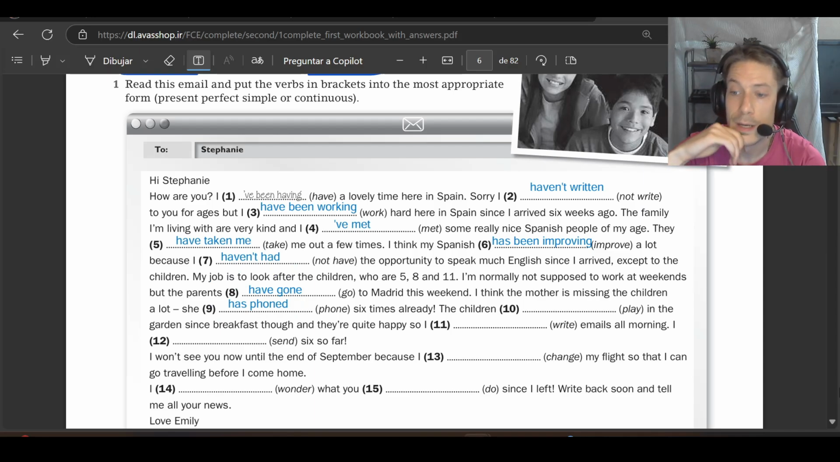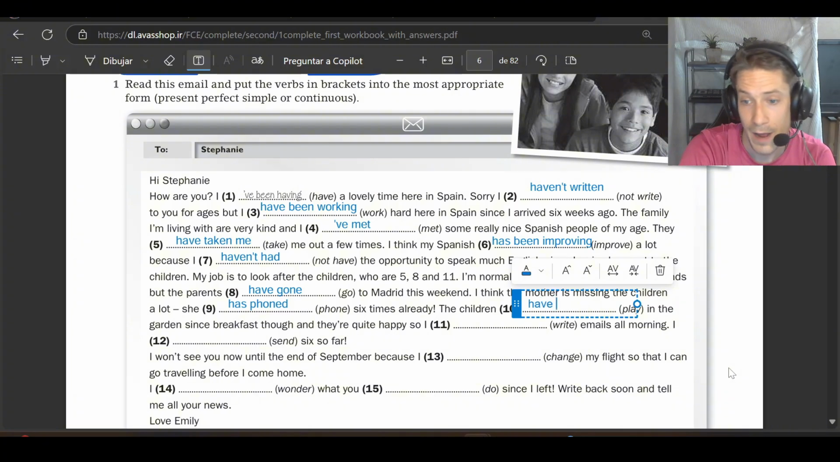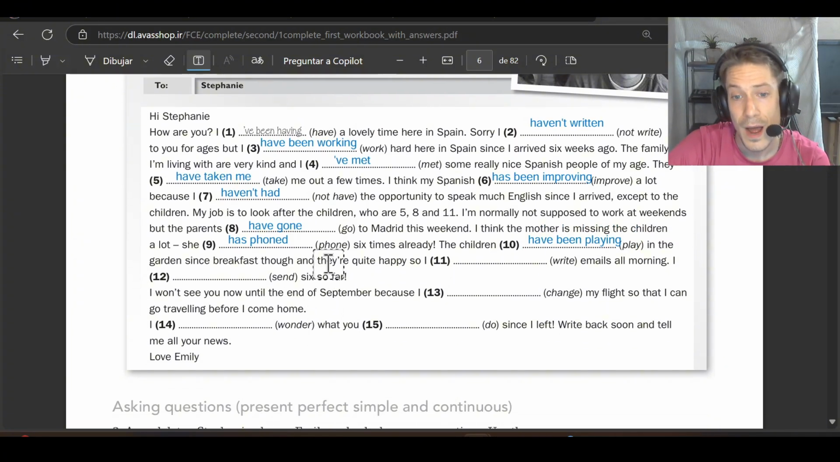The children have been playing in the garden since breakfast, though, and they're quite happy. Okay, so this is today. We're talking about this day today. Maybe this is noon. So the kids have been playing since breakfast. This is happening right now. The children have been playing in the garden since breakfast, though, and they're quite happy.